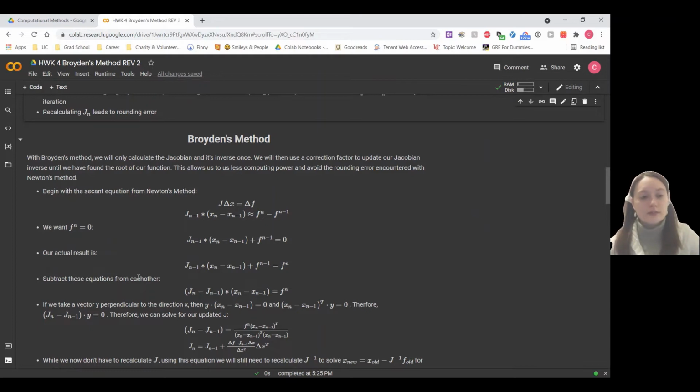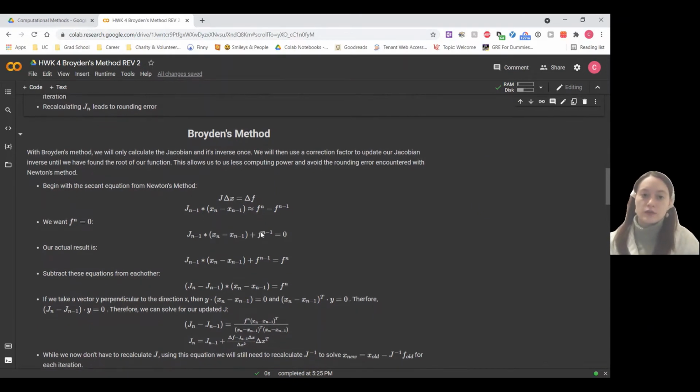The way that Broyden's method works is that we're going to start with the secant equation, which we found from Newton's method. So the Jacobian times the delta x is approximately equal to delta f. We can rewrite this as J_{n-1}, so our previous Jacobian, times x_n, which is the updated x value, minus x_{n-1}, is about equal to f_{n-1}. So we want this updated value for f_n to be equal to 0.